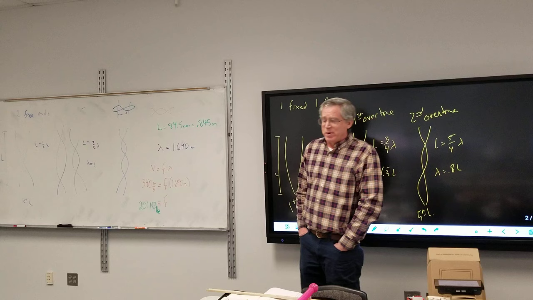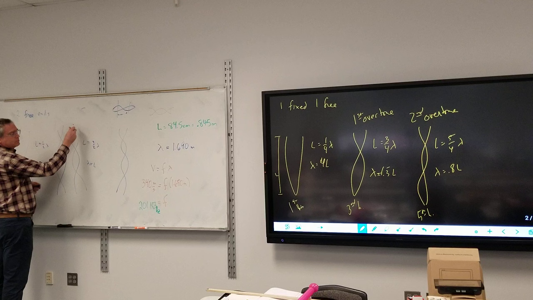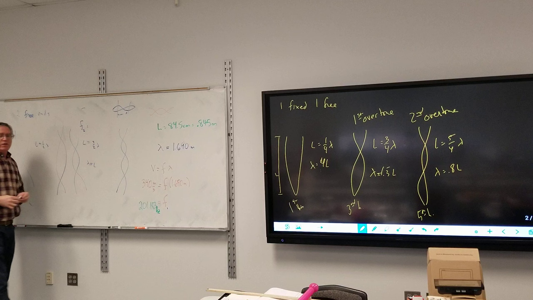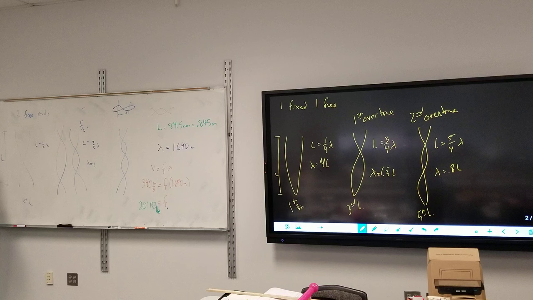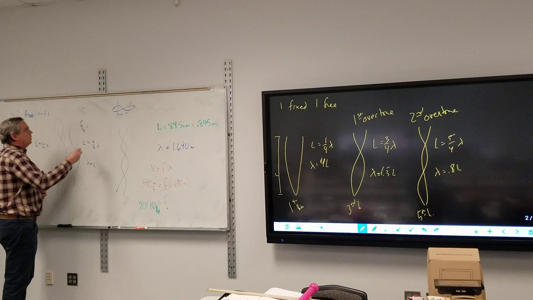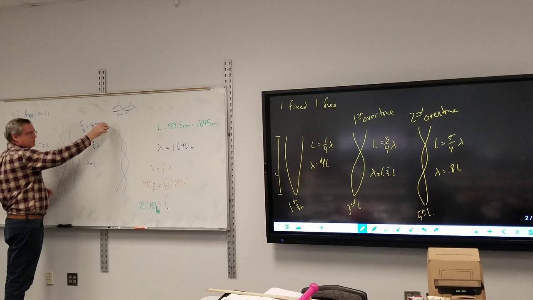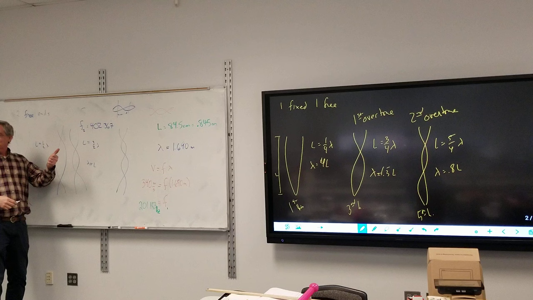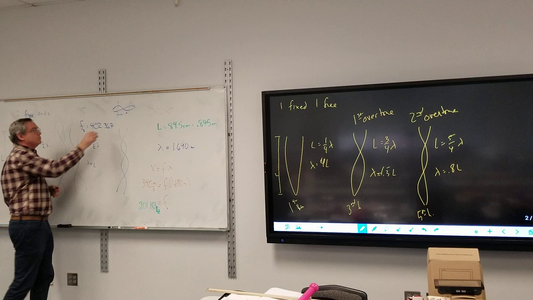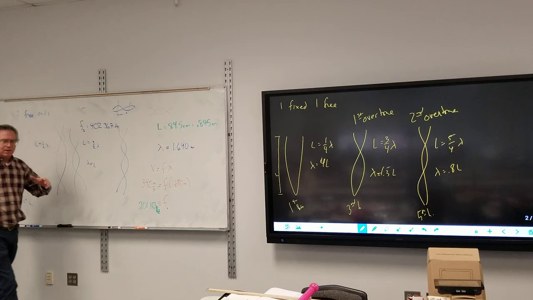So, second harmonic. I'll call that F1 and F2. What is the frequency of the second harmonic? 0.845. No, that would be the wavelength. And it is just twice that. It's not going to double every time. Okay. All right. So this should be closer to 402 hertz.